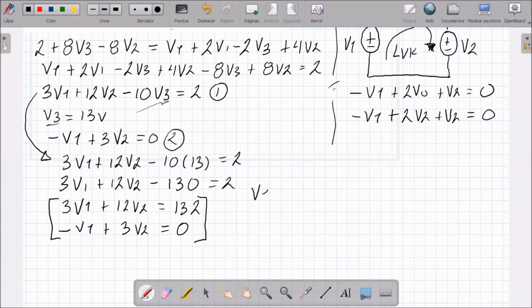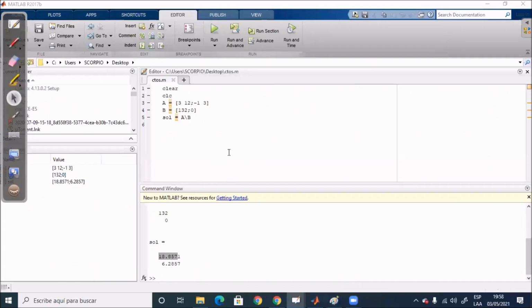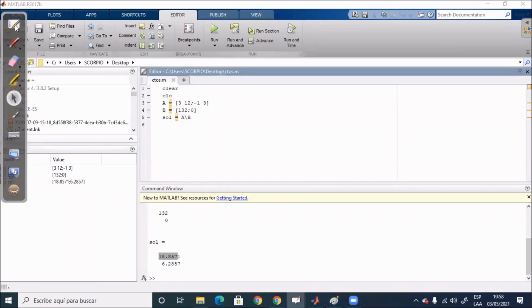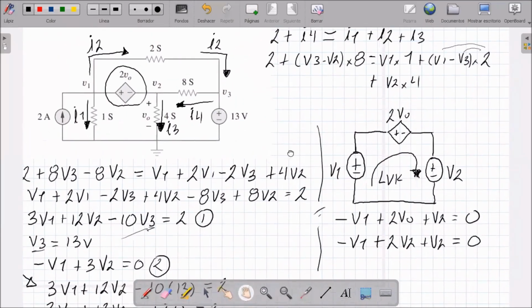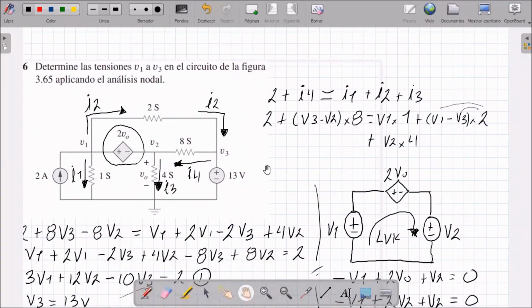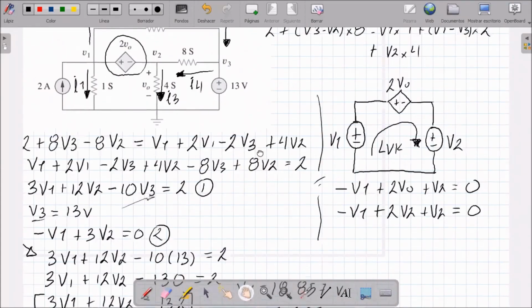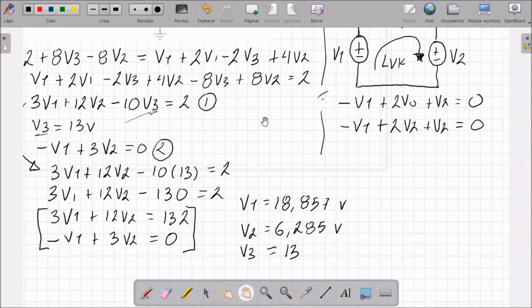Voltage V1 would be 18.857 volts. Voltage V2 would be 6.280, and the voltage V3 would be 13 volts. Ready. We observe what the exercise asks of us. It only asks us for the voltages V1, V2, V3. Applying nodal analysis, what would this result be? Well, see you in the next exercise.